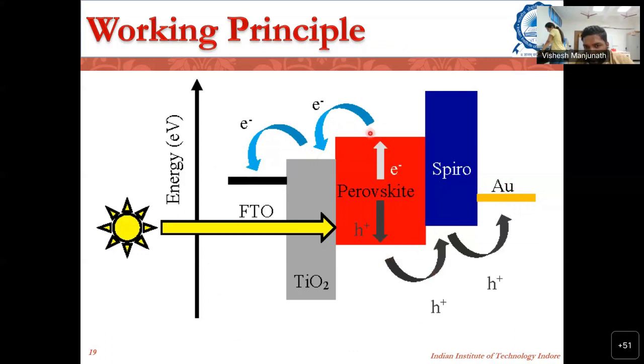Immediately when this electron dissociates from the electron hole pair, the spiro-OMeTAD, which is an electron rich material in the valence band, actually regenerates this perovskite. It actually fills the hole immediately. So all these things happen pretty fast.